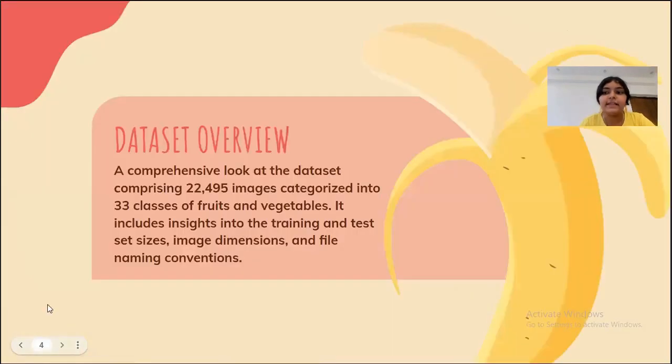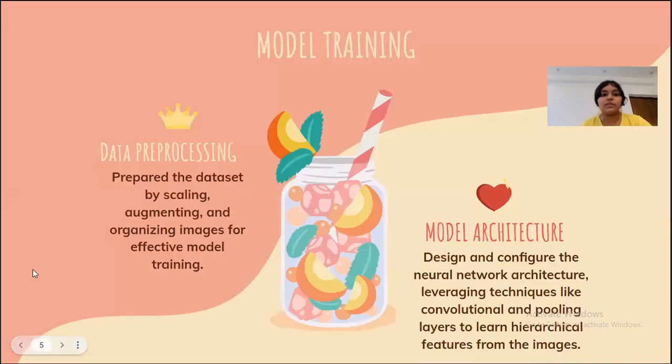Moving on to the next slide is the dataset overview. So a comprehensive look at the dataset comprising 22,495 images categorized into 33 classes of fruits and vegetables. It includes insights into the training and test set sizes, image dimensions, and file naming conventions. Moving on to the next slide is about the model training. So data preprocessing. I prepared the dataset by scaling, augmenting, and organizing images for effective model training. And for the model architecture, I've designed and configured the neural network architecture, leveraging techniques like convolutional and pooling layers to learn hierarchical features from the images.